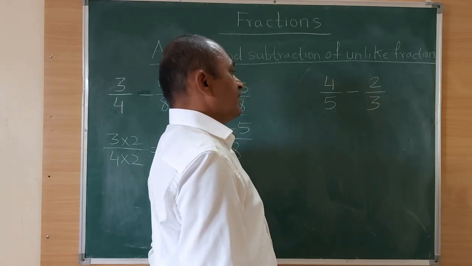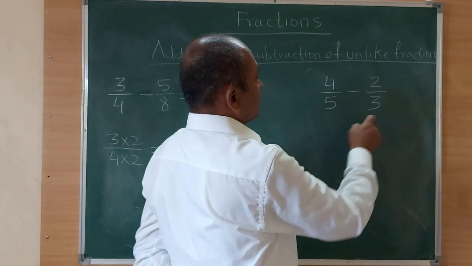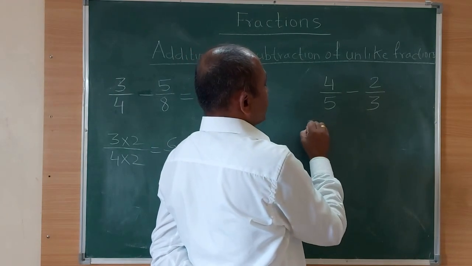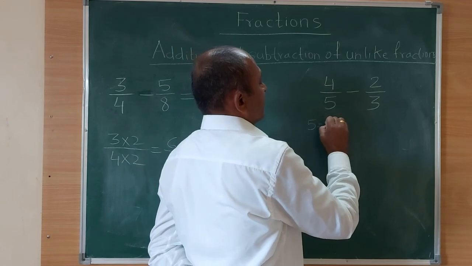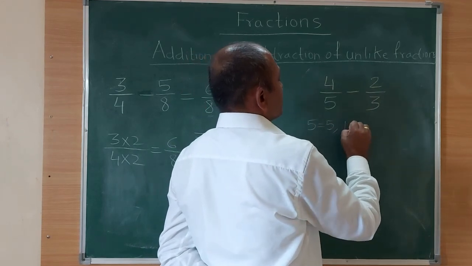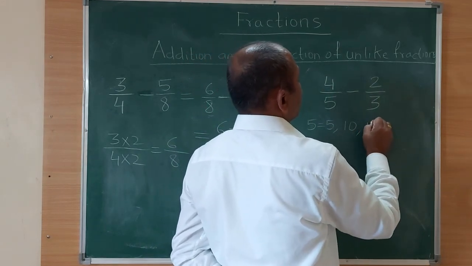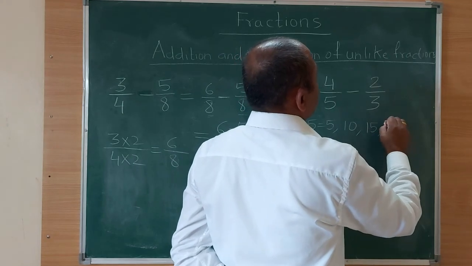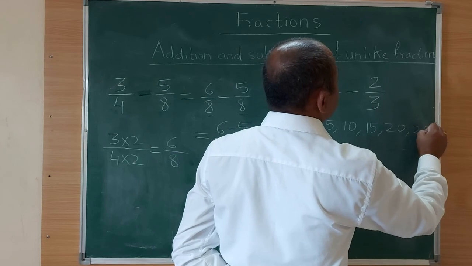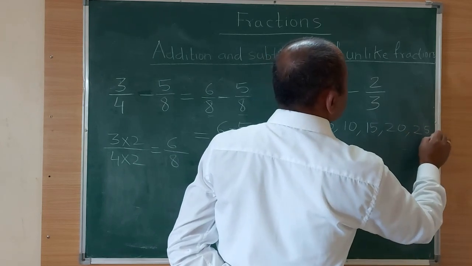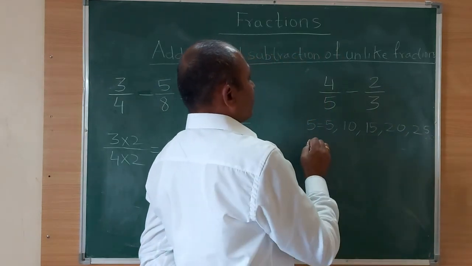So we have to find out the multiples of each of the denominators. First let us find out the multiples of this denominator 5. 5 1 times is 5, 5 2 times is 10, 5 3 times is 15, 5 4 times is 20, 5 5s are 25. Okay, I'll stop it here for the time being.